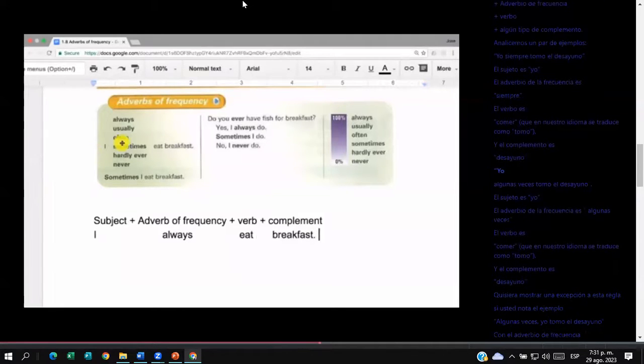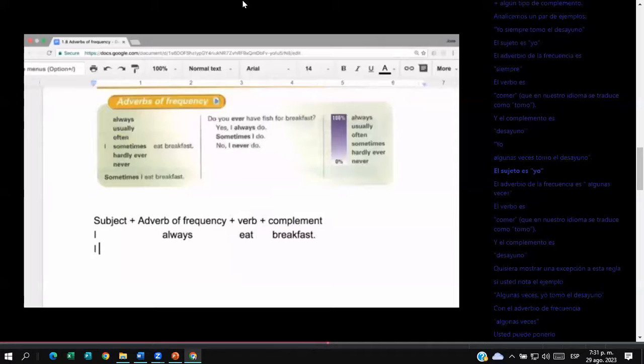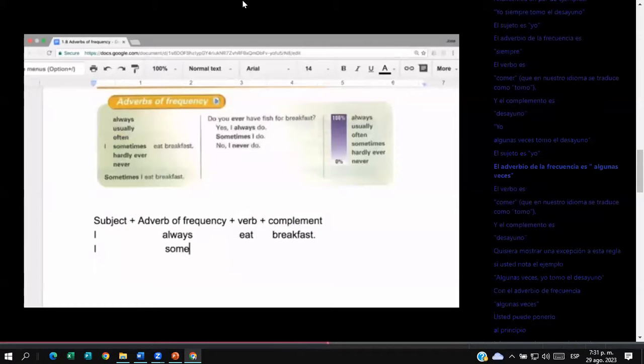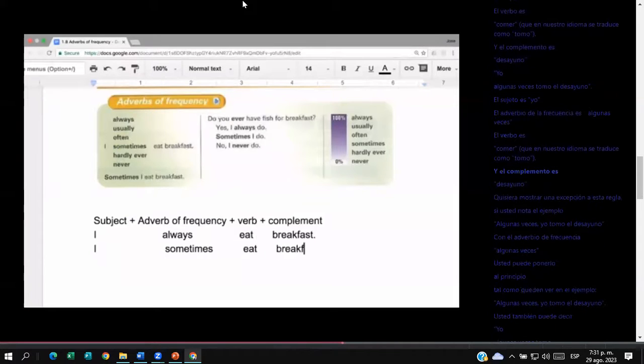I sometimes eat breakfast. The subject is I. The adverb of frequency is sometimes. The verb is eat, and the complement is breakfast.